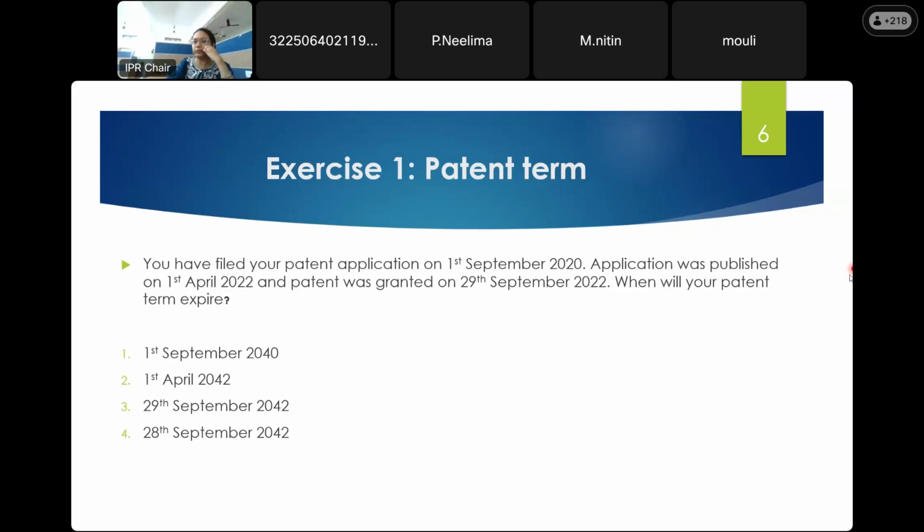I'm opening the chat. People are randomly typing option number 3, option number 4. No, only option number 1 is the correct answer: the date of filing, not the date of grant. For example, if you file one patent application and it is granted 3 years after your filing, you have 17 years left for your whole term. People might think that from the date of grant, my 20 years will start, but that is not the case.